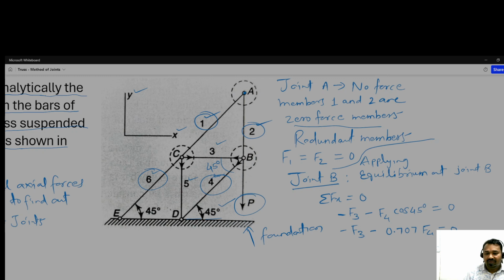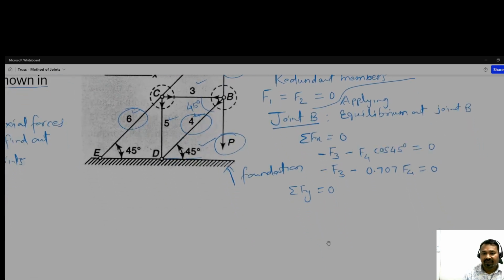Okay, and what about summation of Fy equal to 0? So we get here minus P. Then what about direction? This will be F4 and sine 45 degrees. So here at B, this is F3, this is F4, and it is P.